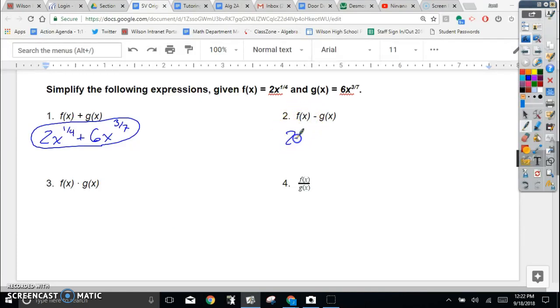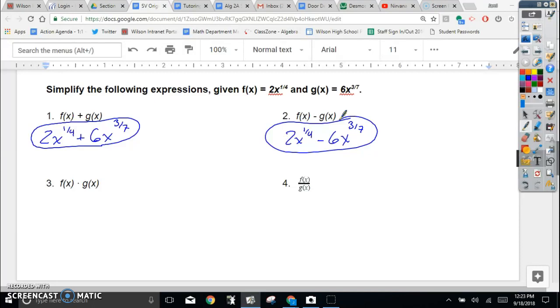F of x here, 2x to the 1/4 minus 6x to the 3/7. Again, the x's match up, but the exponents do not. So I can't do the 2 minus 6. I just have to leave that as is. There's nothing I can do to reduce that to make the shoe fit.